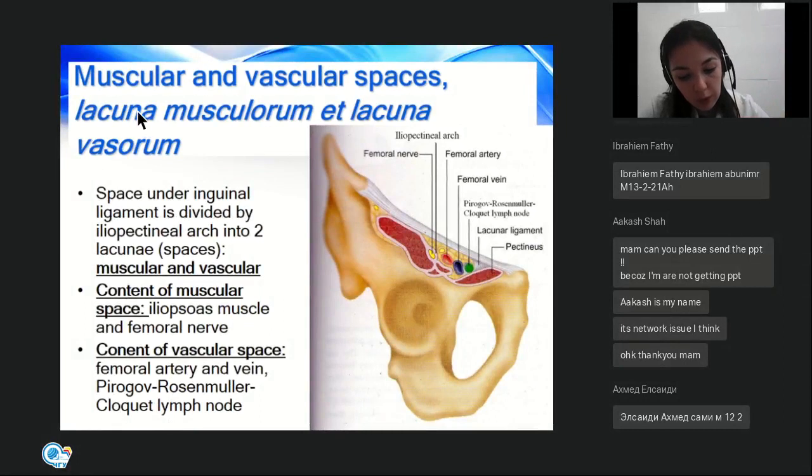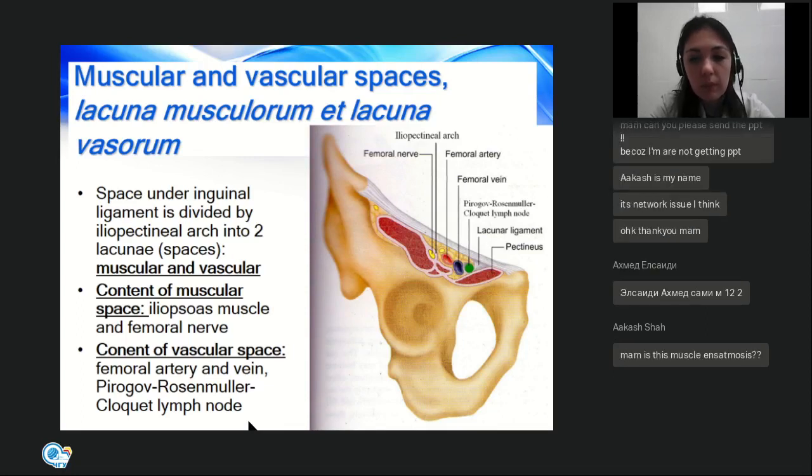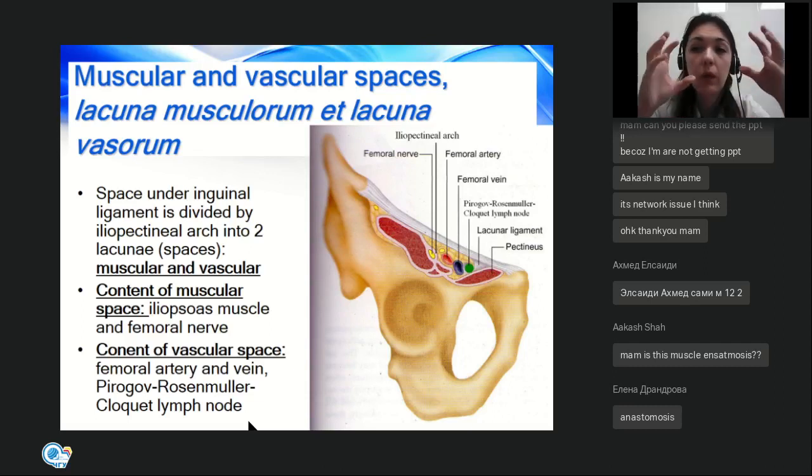In the topography of the lower limb, first of all, you have to know the vascular and muscular spaces, lacuna musculorum et lacuna vasorum. Anastomosis, it is a connection between two arteries or two nerves, between something two. It is named anastomosis. That's it.